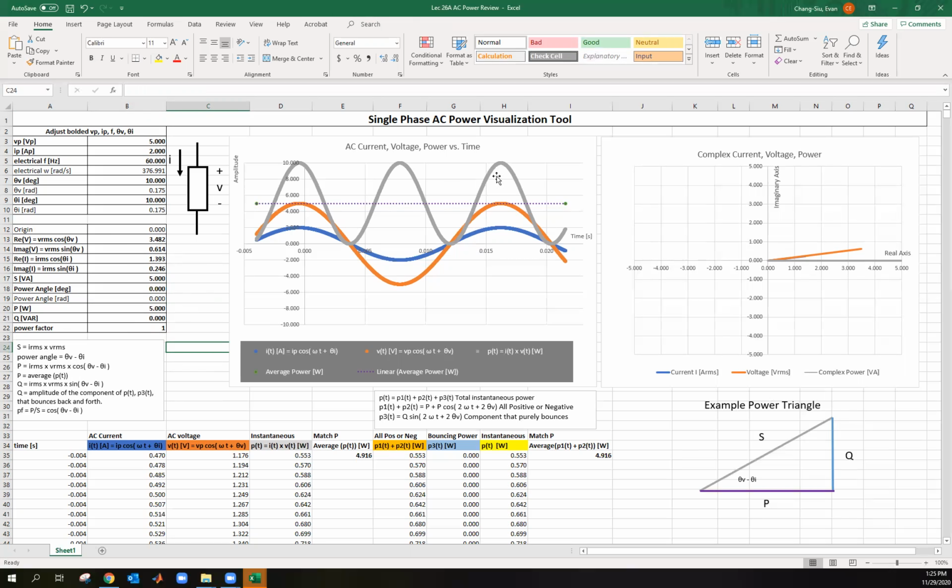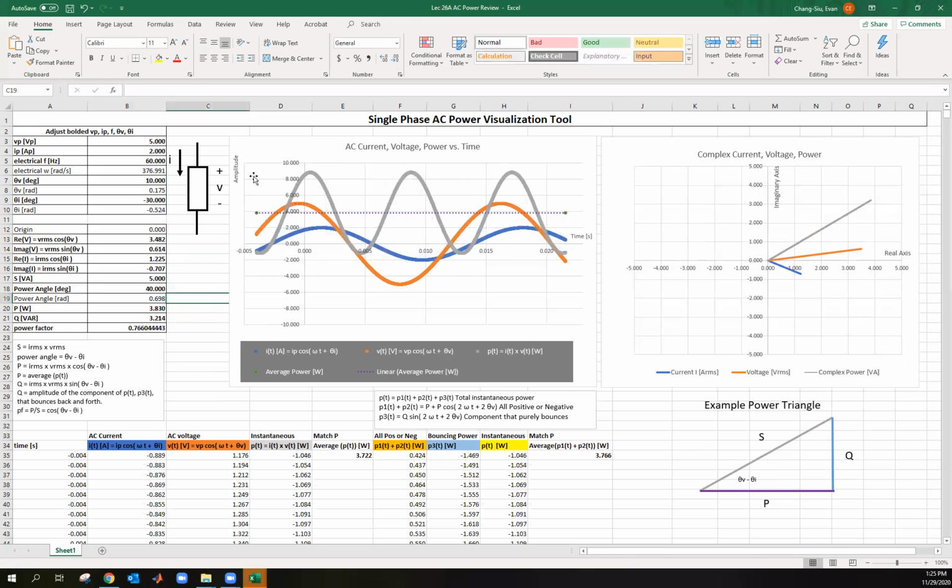Notice the gray line is S just like here, and the angle is theta V minus theta I. So let's look at an example case. Let's say we go back to the original minus 30 degrees. The current in this case is lagging the voltage, and we can see the blue current line lagging the voltage in the orange line, right?